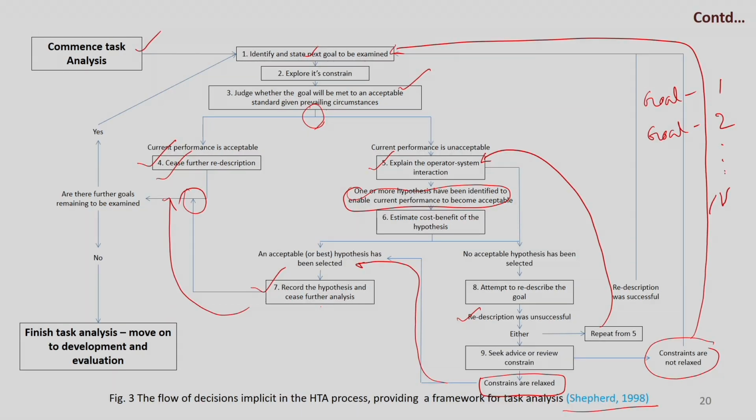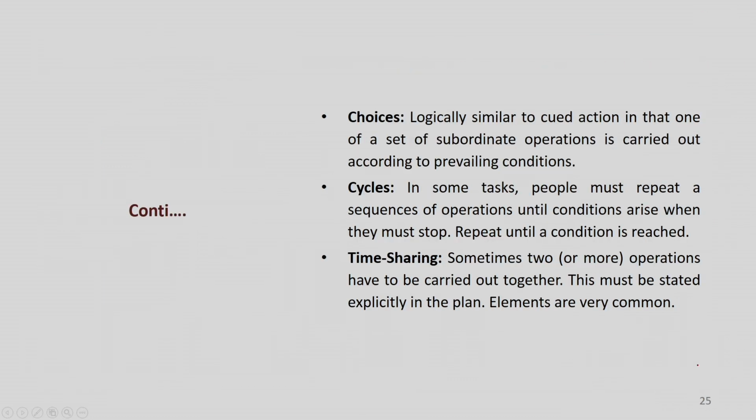No, if it is not coming here, you again go back and keep on doing it. So, this is a cycle. So, this way you can do. Then time sharing: sometimes two or more operations have to be carried out together, and this must be stated explicitly in the whole plan.